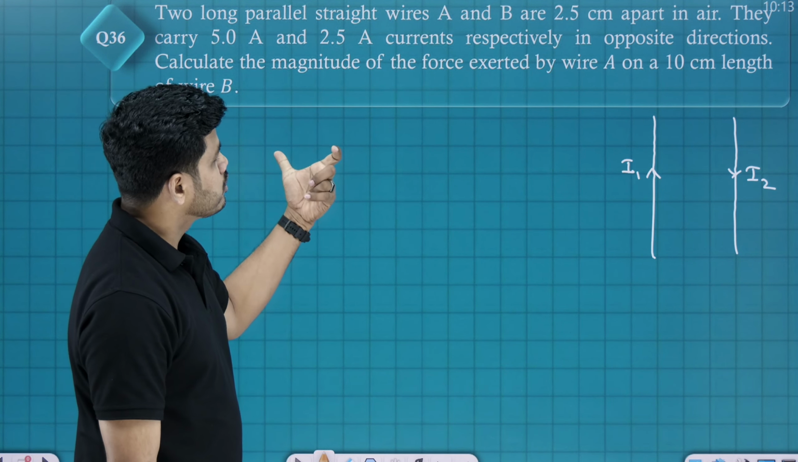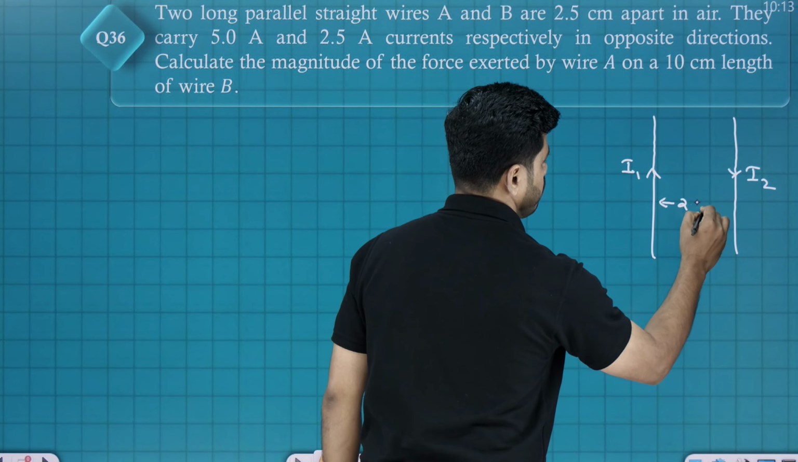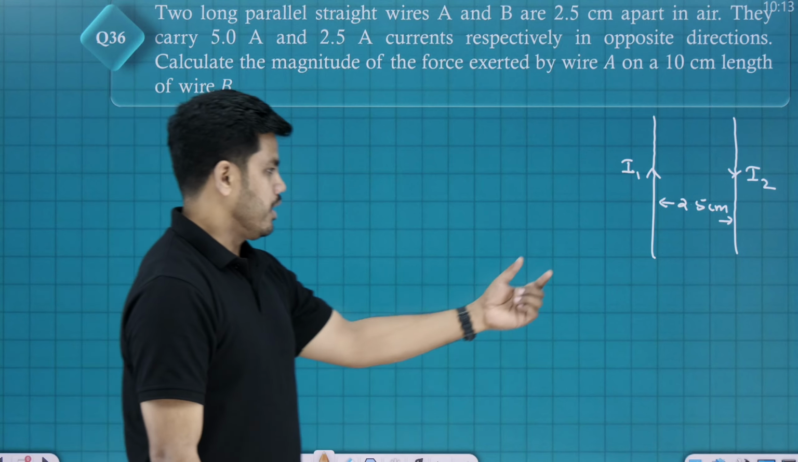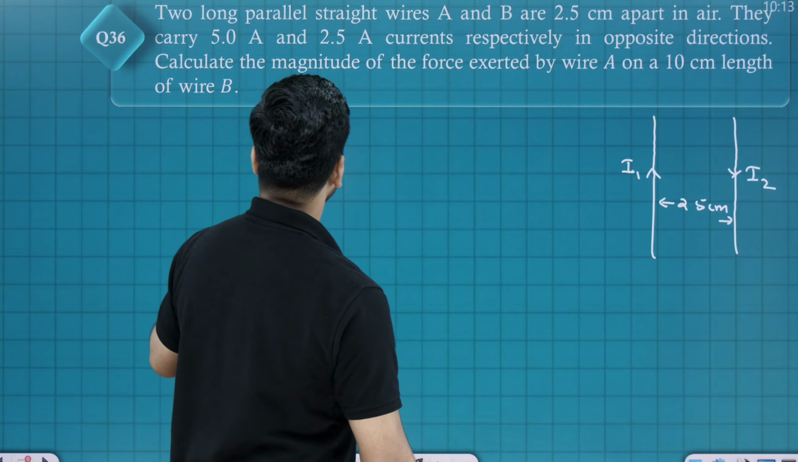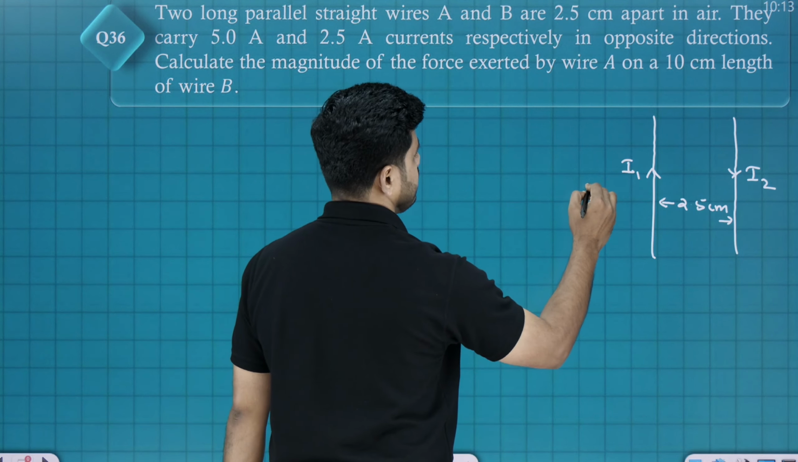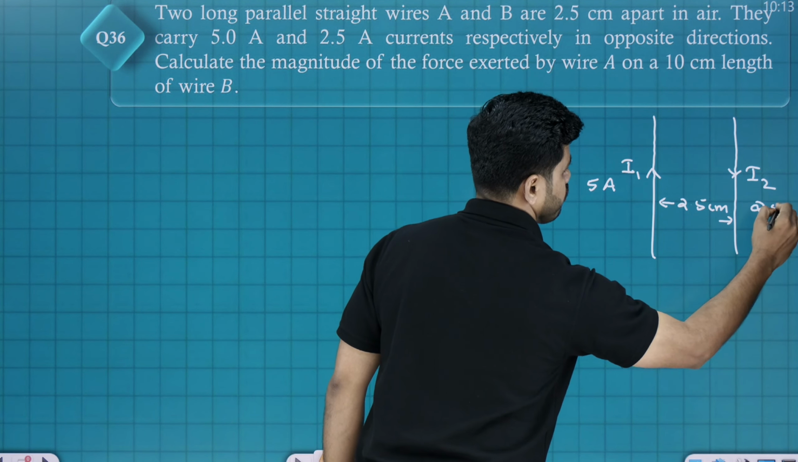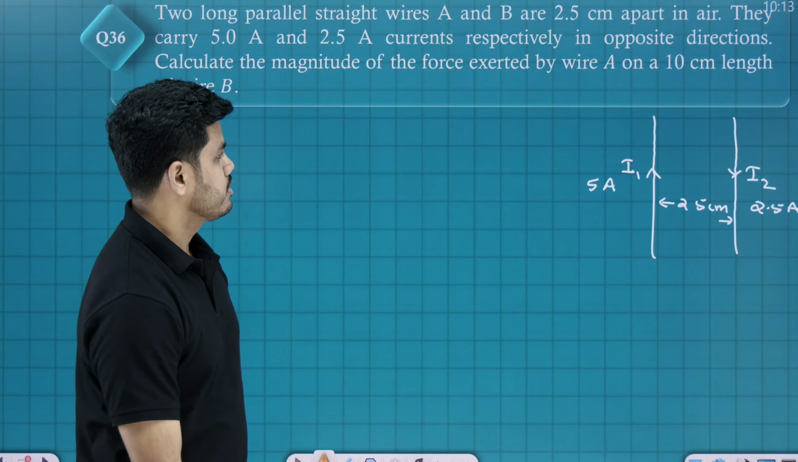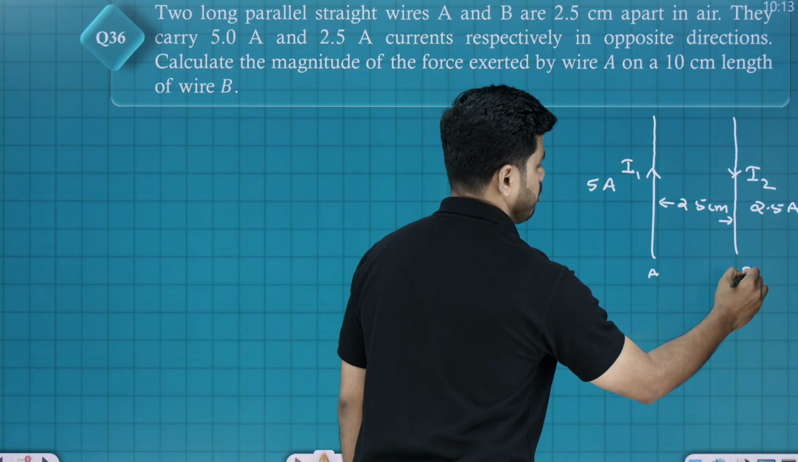Now, the distance between the two is 2.5 centimeters apart. And what else is given? What are the values of current? I1 is 5 ampere, then I2 is 2.5 ampere. These are the currents in the conductors A and B respectively. Suppose this is the wire A and this is wire B.